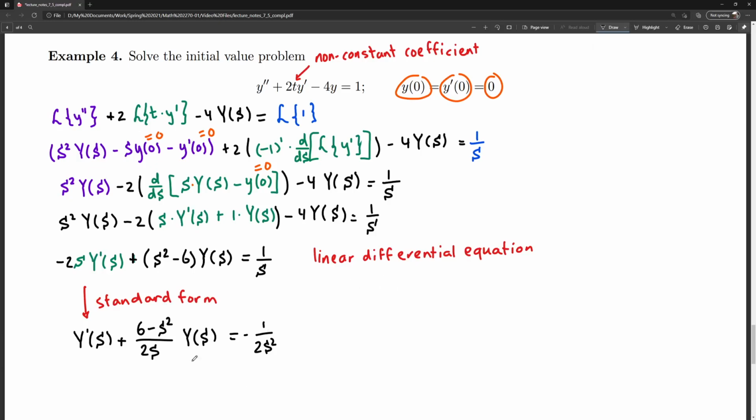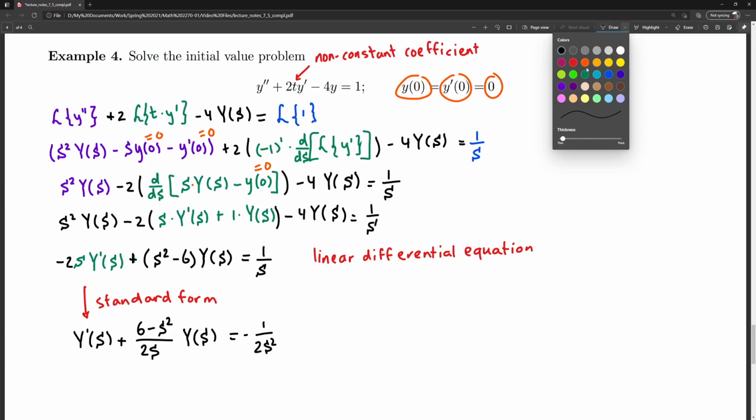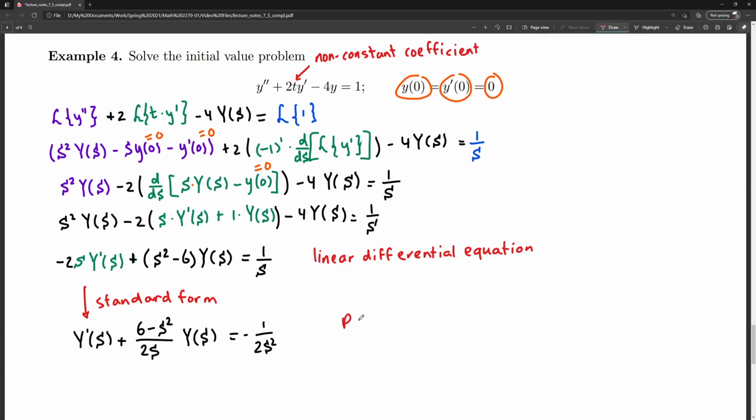And what we need to do is figure out what our functions p and q are. The function p is what is in front of y of s, and what's on the right hand side will be our q of s. So here p of s in this linear differential equation is (6 minus s squared) over 2s, which can be written as 3 over s minus 1/2 s.